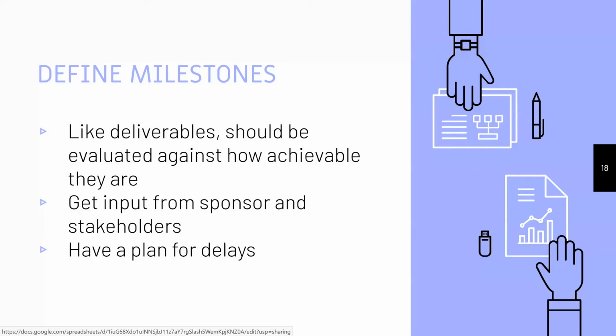Janice already touched on defining milestones a little bit, but I just want to underscore a few points here. I think that deliverables or milestones should be evaluated and determined against how achievable they are. It makes little sense to define a project timeline that is so ambitious that you can't realistically achieve it. So that's what I mean by that.